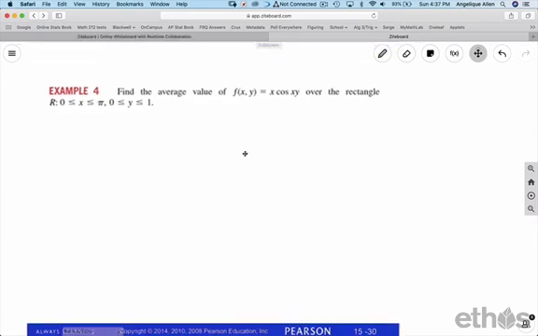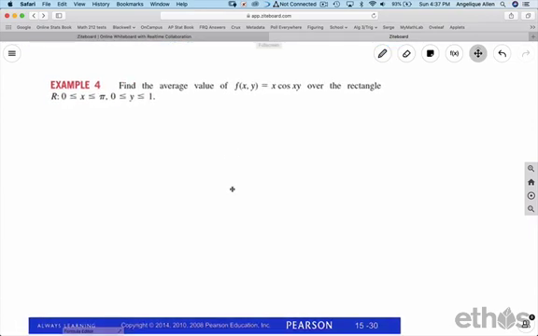So let's look at one last example. They were kind and gave us constant limits of integration, but let's just do this one together to get some good practice. Find the average value of f(x,y) = x cos(xy) over this rectangle. Average value, so 1 over the area of R. Okay, so R's area. I don't know if that's an appropriate abbreviation, but that's what I'm going to do. Of x cos(xy). I see a substitution in my future.